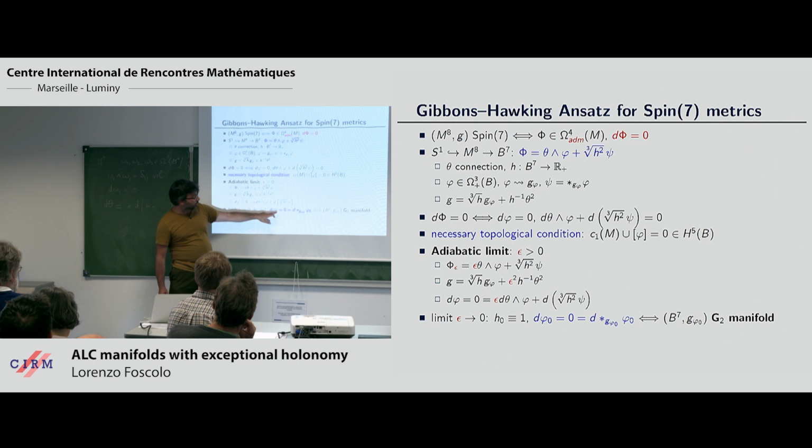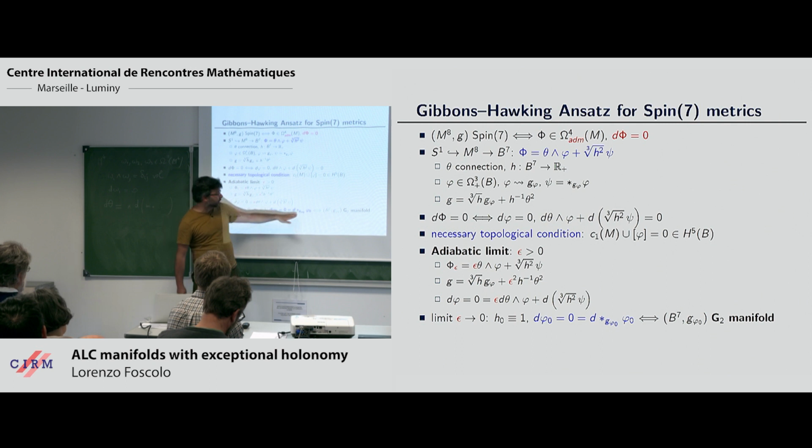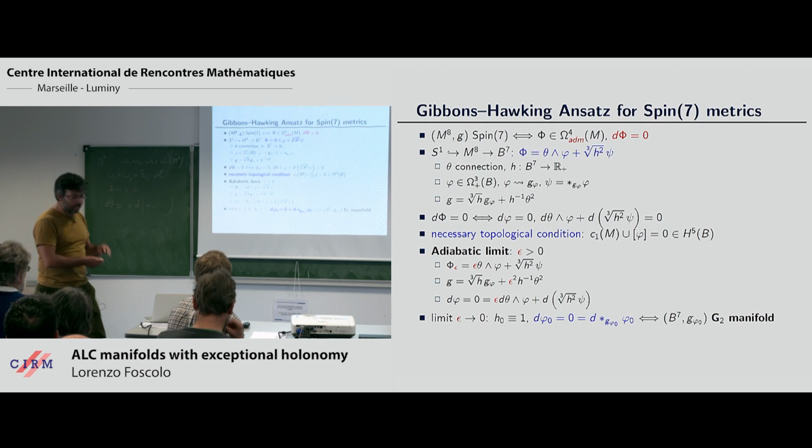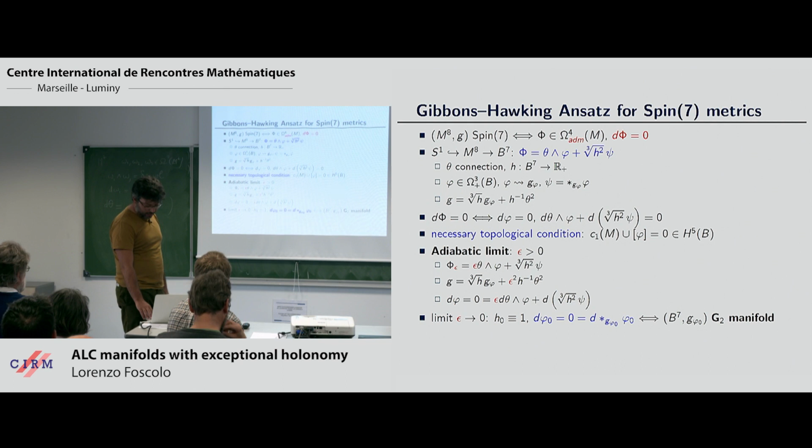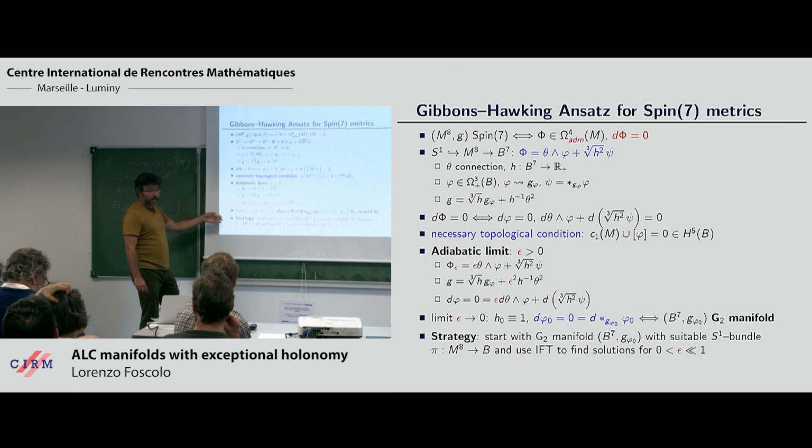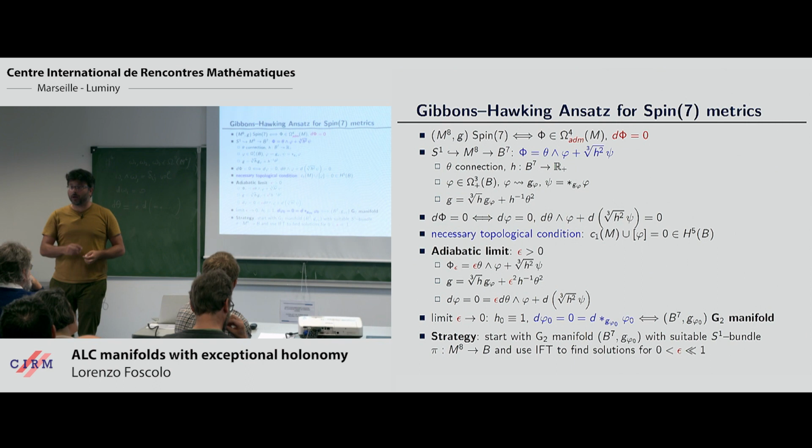So we started from a first-order system in eight dimensions, and in this epsilon equals zero limit, you obtain a first-order system in 7 dimensions. That's exactly the first-order system that corresponds to G2 holonomy metrics. So we're connecting special holonomy geometries in different dimensions via this adiabatic limit. And then the potential strategy to solve this equation would be: let's start with a solution of the limiting equations and, by the implicit function theorem, construct solutions for epsilon small but positive.